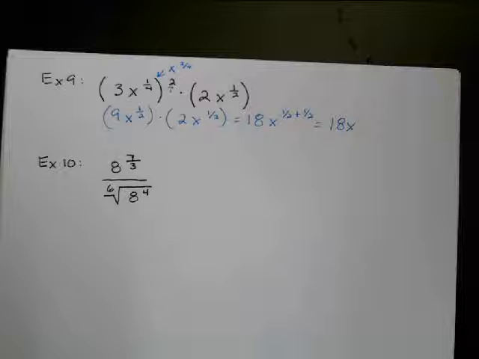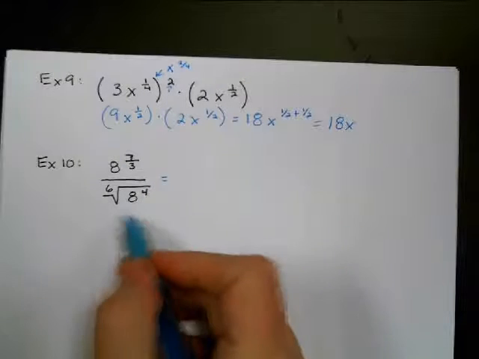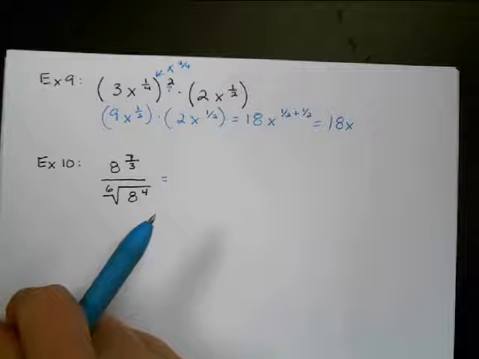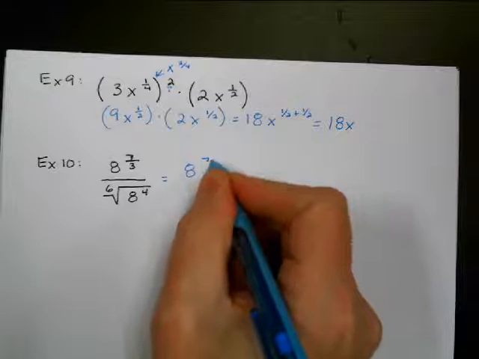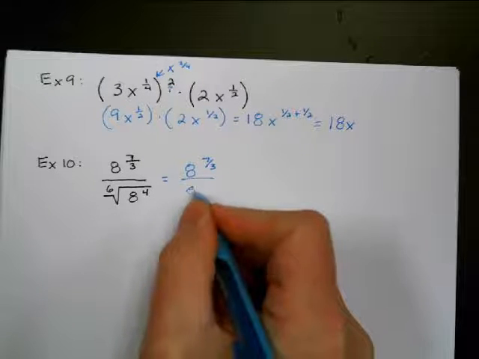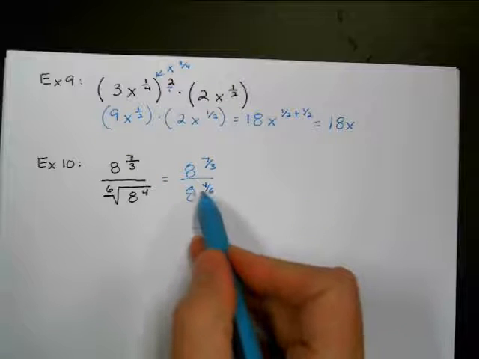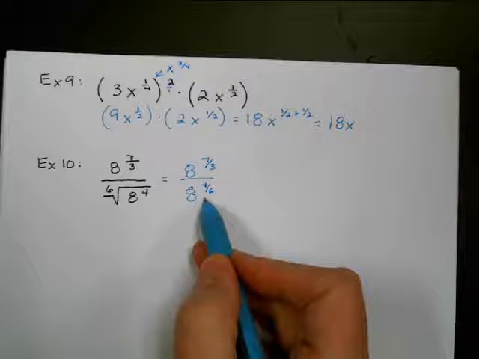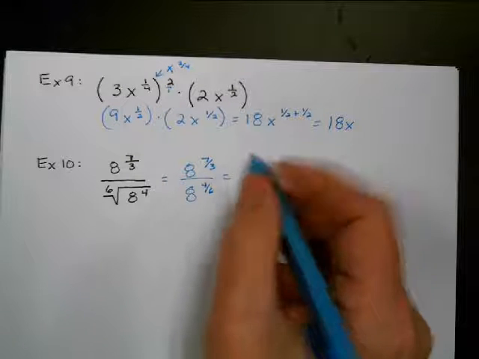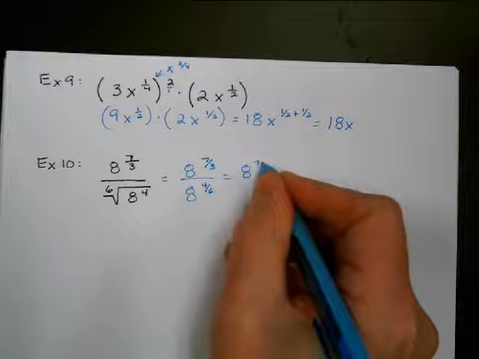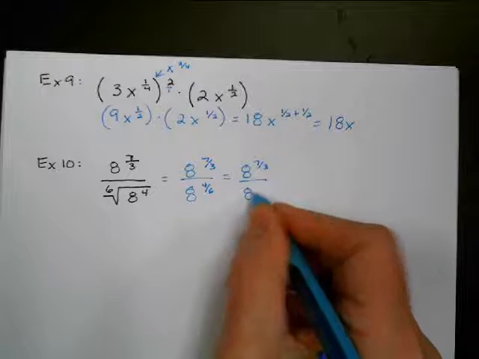Almost there. Last one. So remember, we want to be in exponential form because in radical form, it's hard to perform operations that way. So here we go. I've got 8 to the 7/3. That's going to stay the same. On the bottom, I've got 8 to the 4/6. Now, these are fractions just like any other fraction. You can reduce them. So 4/6 reduces to 2/3. So here I've got 8 to the 7/3 over 8 to the 2/3.